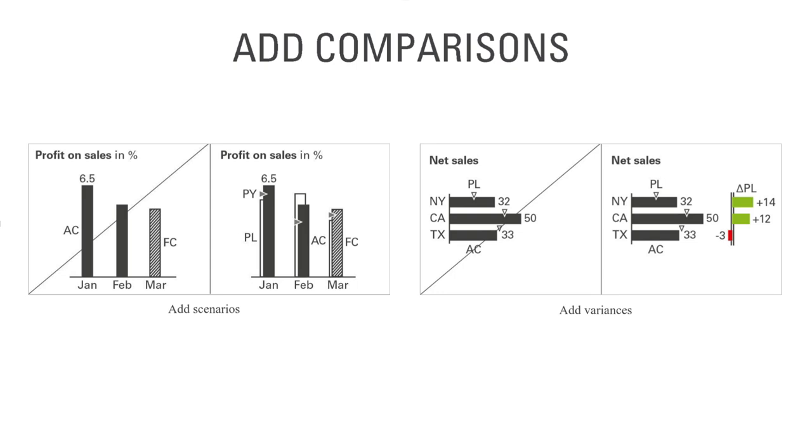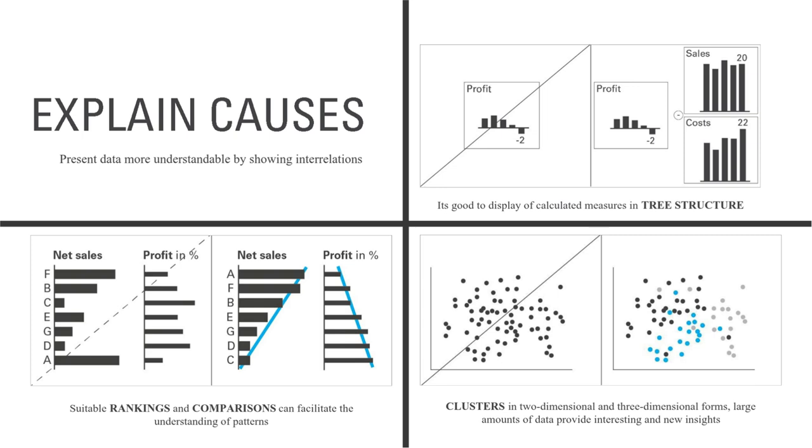Always add scenarios and variances. Showing actual data without a plan or prior year comparison removes the context that makes the data meaningful. Showing what happened is necessary. Explaining why it happened is what makes data useful for decisions. Show interrelations. Ratio trees, structured hierarchies, and scatter plots reveal how variables relate to each other. This is where analysis becomes insight.